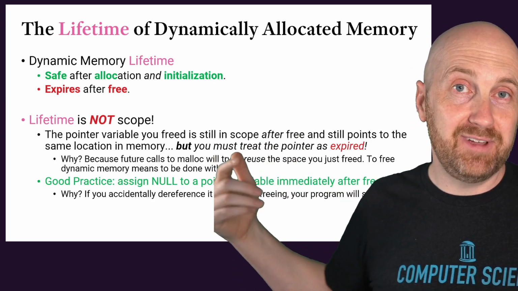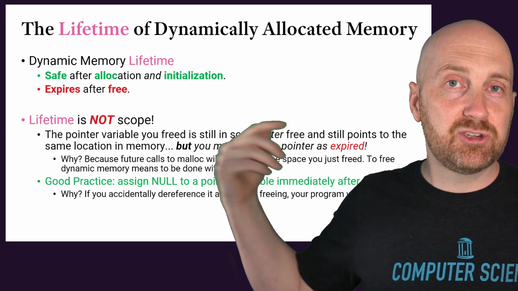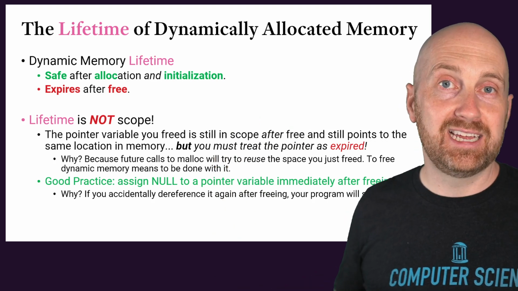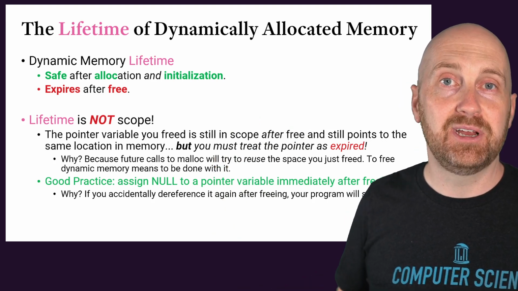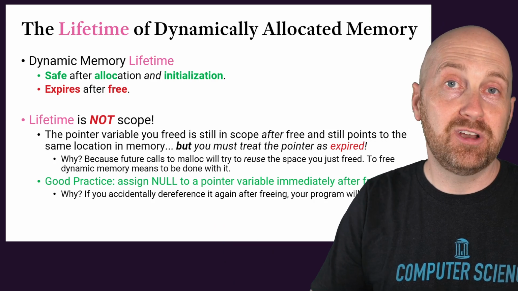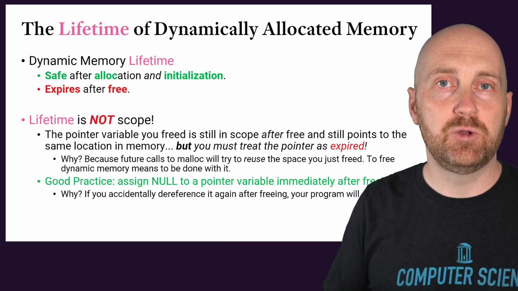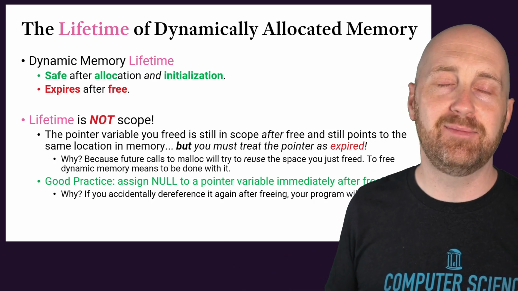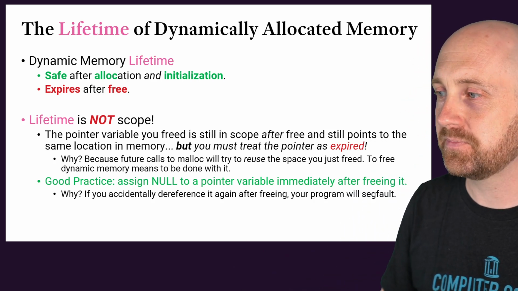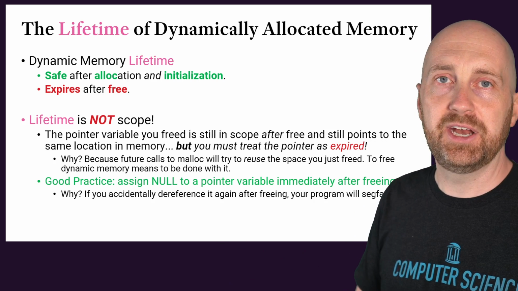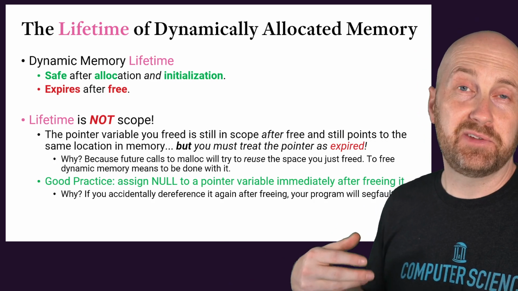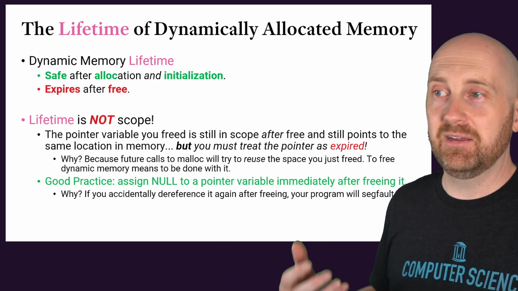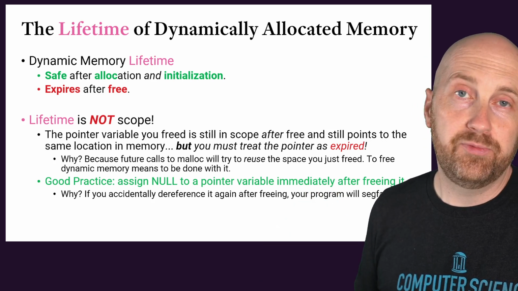It still has the same value, but we can't treat the memory that it refers to as valid anymore, because that memory has expired. We've said, hey, we're done using this memory space. You can have it back to use as you want, system, so that if I needed to allocate more memory in the future, maybe you'd give me back that exact same space. And this is why we assign a null pointer after the fact, so that if we do try to use that pointer again while it is in scope, we'll hopefully get a segfault.